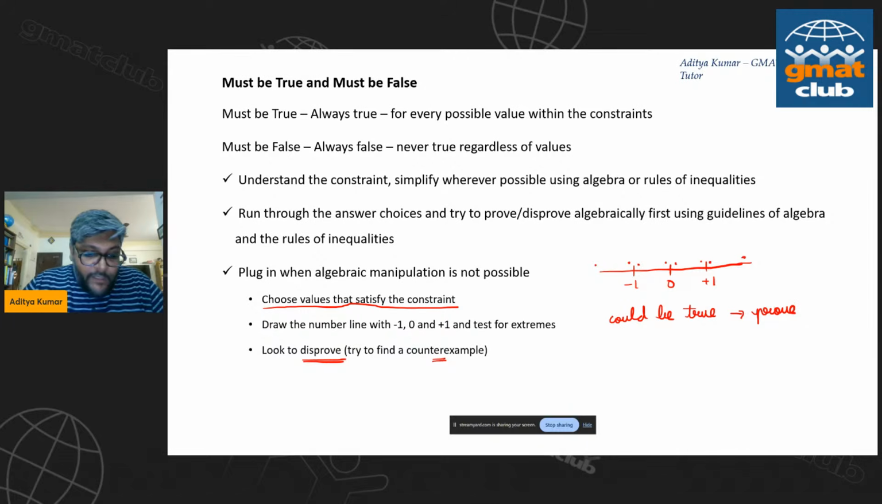In a must be question, I have to try to disprove, or I have to ensure I pick an answer choice that caters to every limitation that is defined in the question. Could be true questions are slightly easier. A could be true question means I just have to prove one possibility, get to one possibility. Same you would do when you have a could be false as well. Try to prove one case which is false, right?